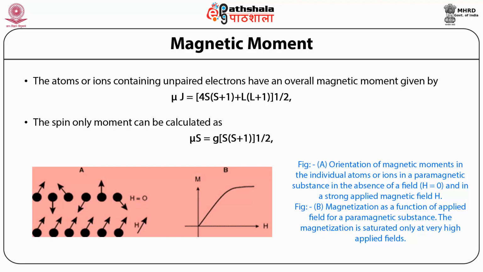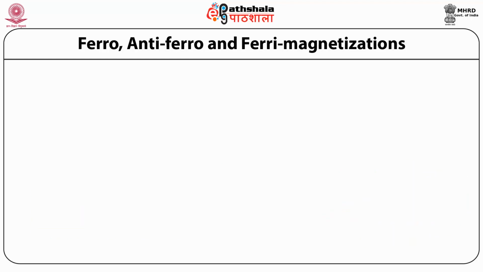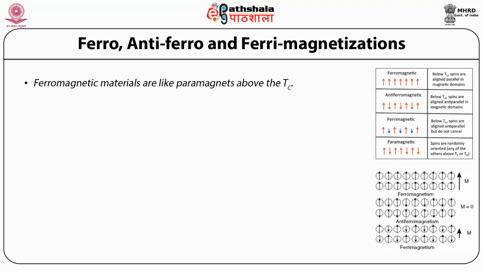Commonly, the origin of magnetic moment in the atoms of a material is the motion of electrons. In any material, the origin of magnetism lies in the orbital and spin motion of electrons and how the electrons are distributed in the orbitals and interact with one another. Let us talk about the ferro, antiferro, and ferrimagnetizations. Ferromagnetic materials are like paramagnets above Tc.